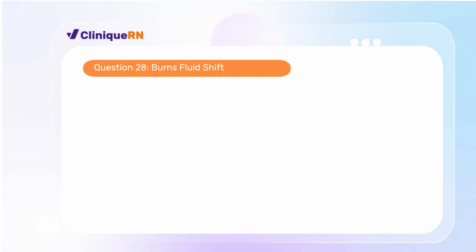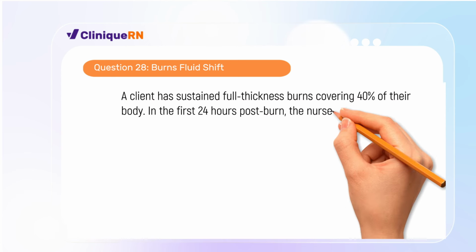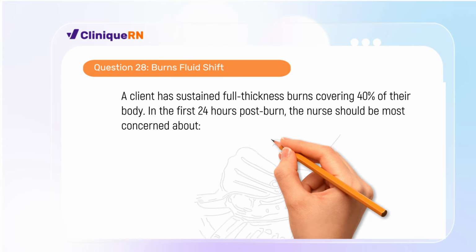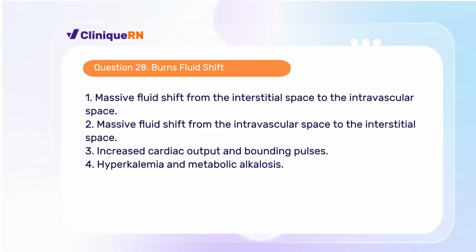Question 28. Burns fluid shift. A client has sustained full-thickness burns covering 40% of their body. In the first 24 hours post-burn, the nurse should be most concerned about: 1. Massive fluid shift from the interstitial space to the intravascular space. 2. Massive fluid shift from the intravascular space to the interstitial space. 3. Increased cardiac output and bounding pulses. 4. Hyperkalemia and metabolic alkalosis.